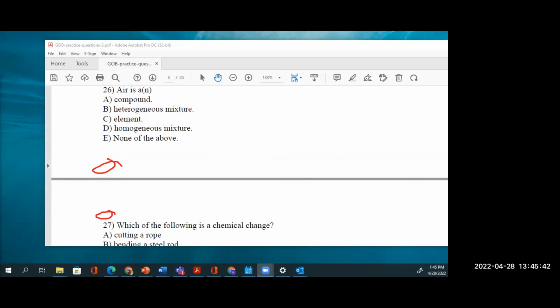You guys agree? What does homogeneous mean? Homo. What does homo mean? The same. Hetero means different, right? So doesn't it all look the same? Does air look any different? I mean, I guess if you're in like the Bay Area or something like that, where there's a lot of smog, or LA. So the correct answer is homogeneous mixture.